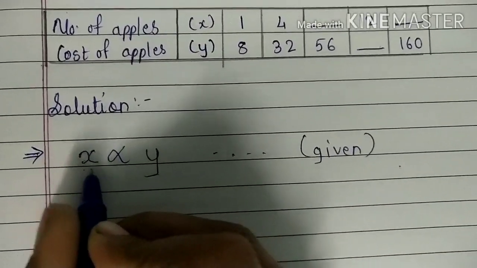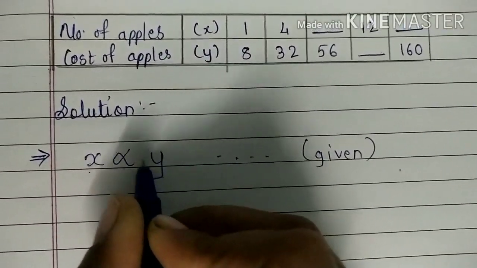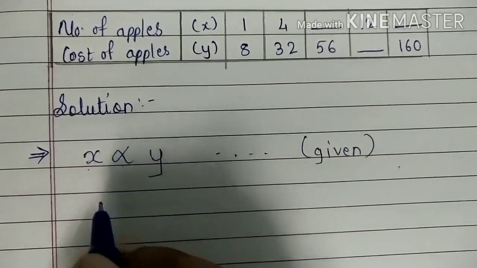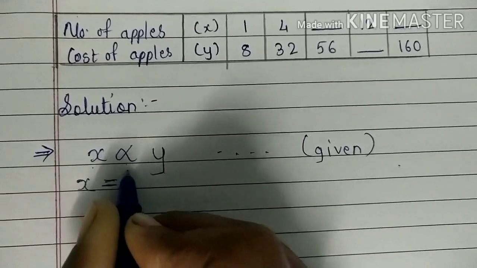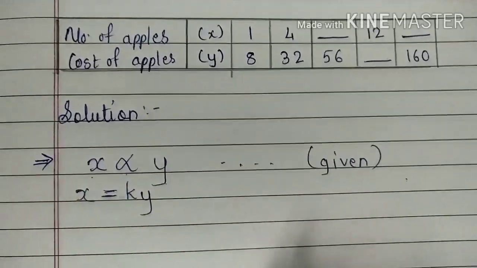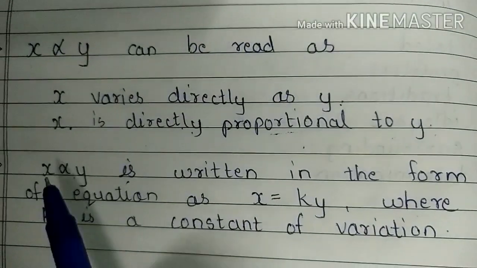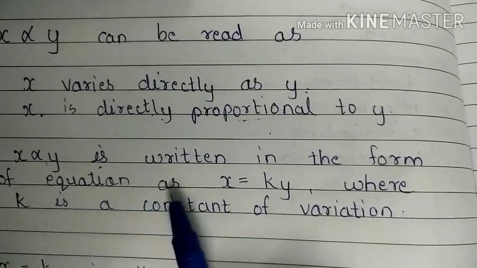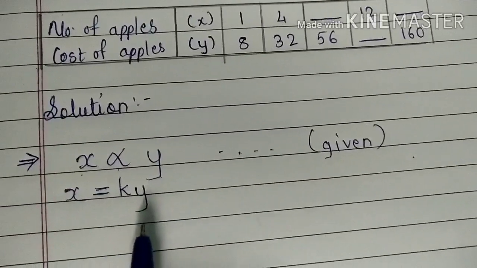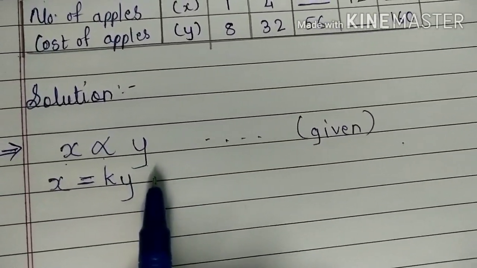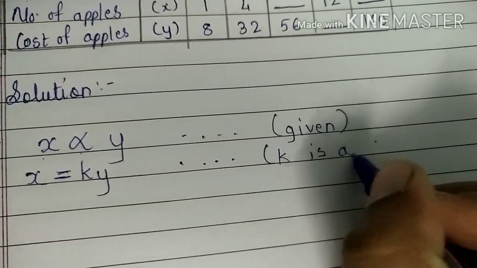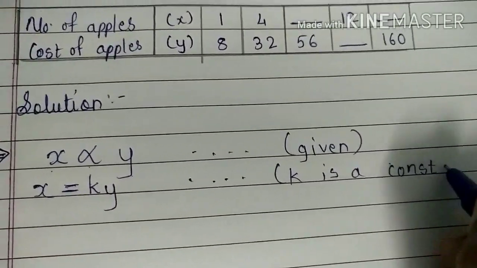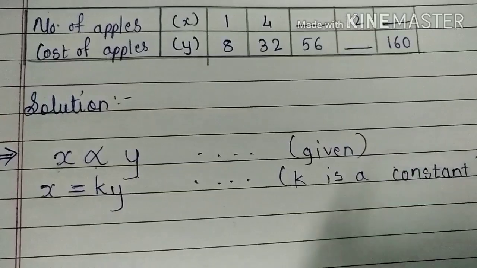Now we know that when there is a direct variation, when you remove the proportionality sign, what is the equation format? You get x is equal to ky. We had already learned, remember? So this is written in the form of an equation as x is equal to ky, where k is a constant. Okay, these are the steps you have to follow.